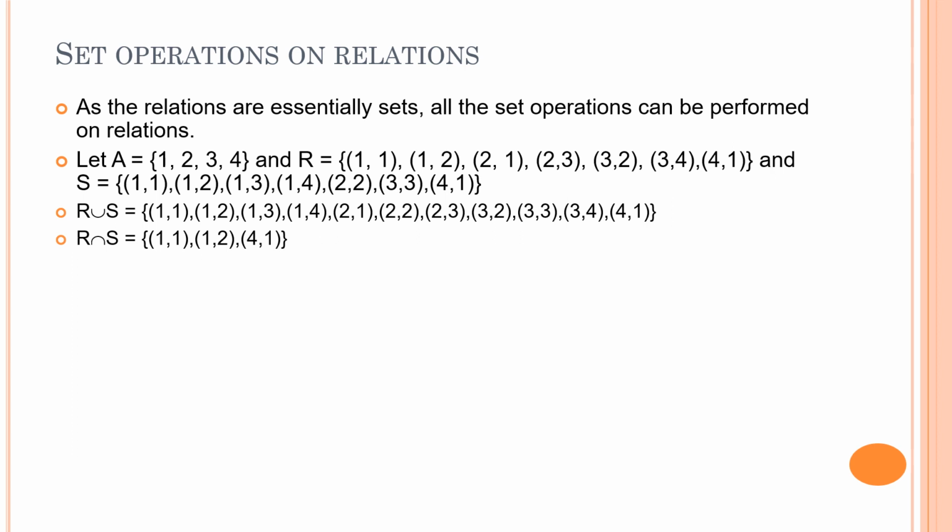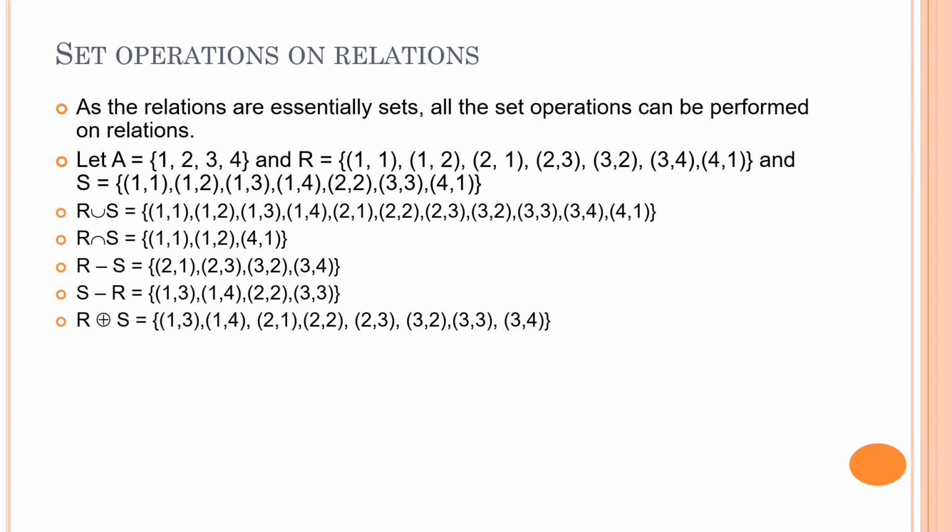Intersection, set of all the pairs which are present in both R and S. You can see (1,1) is present in both, (1,2) is present in both, (4,1) is present in both. So these are the pairs that will come under intersection. R minus S, once again, all the pairs which are present in R but not in S. So they will come under R minus S. S minus R, all the relation pairs which are present in S but not present in R.